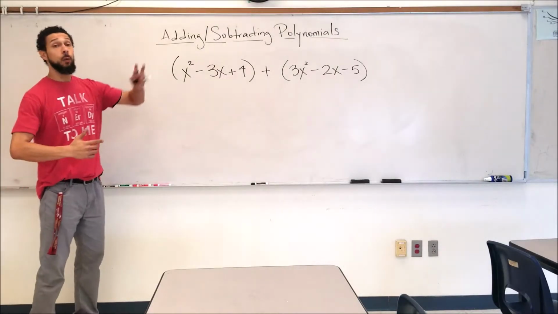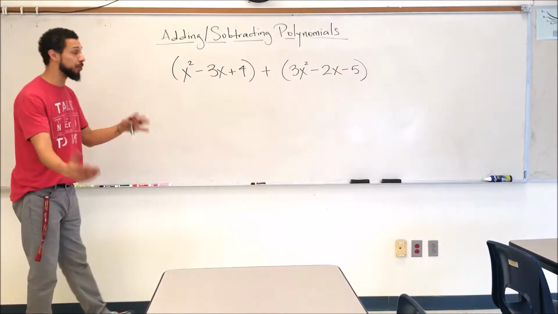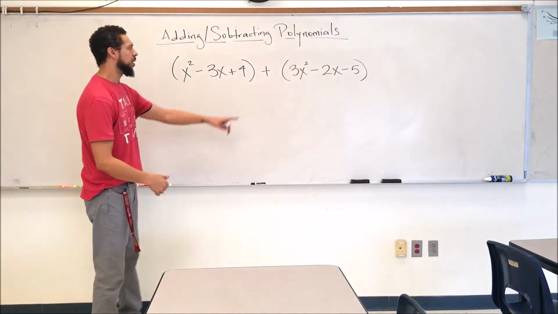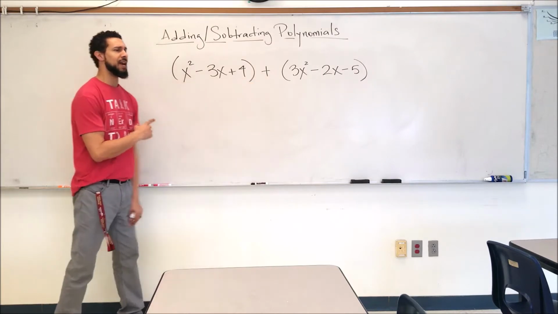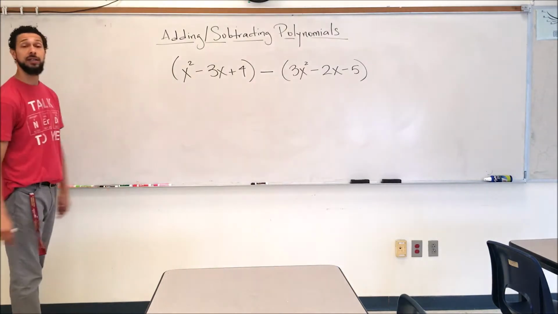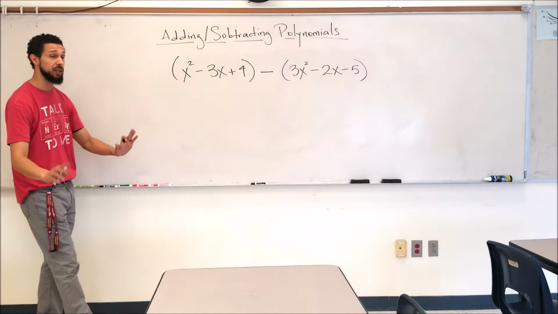So, we've talked about how to add polynomials together. This is an example of how to add polynomials together, but what if I wanted to subtract two polynomials instead? That's an addition sign, but we're going to talk about what you do when that addition sign is a subtraction sign. So this has changed now, so we're not going to do it exactly the same as we did before.